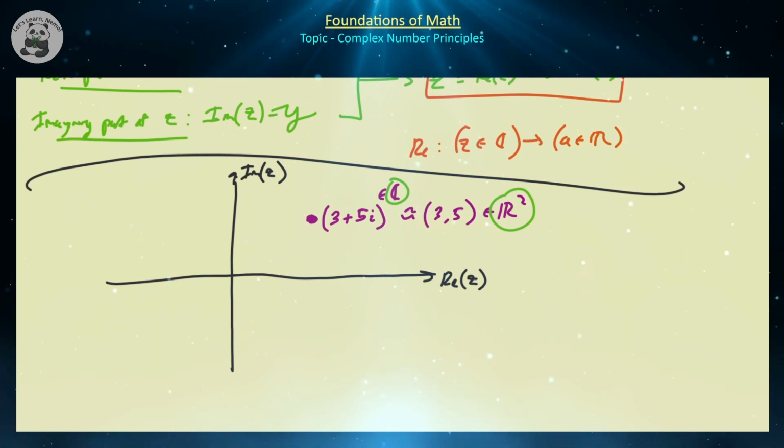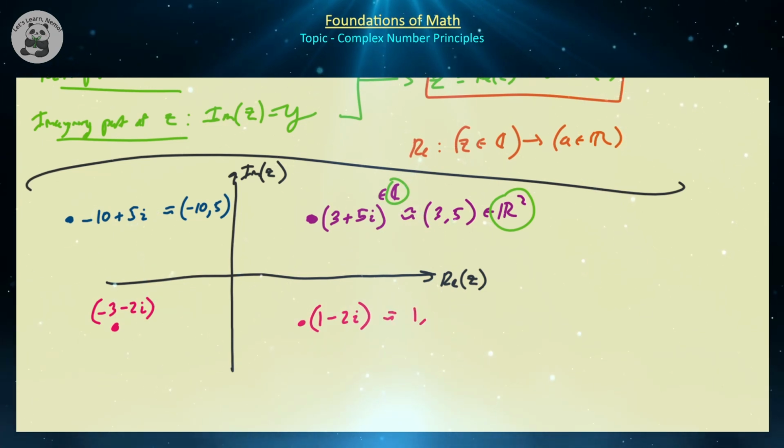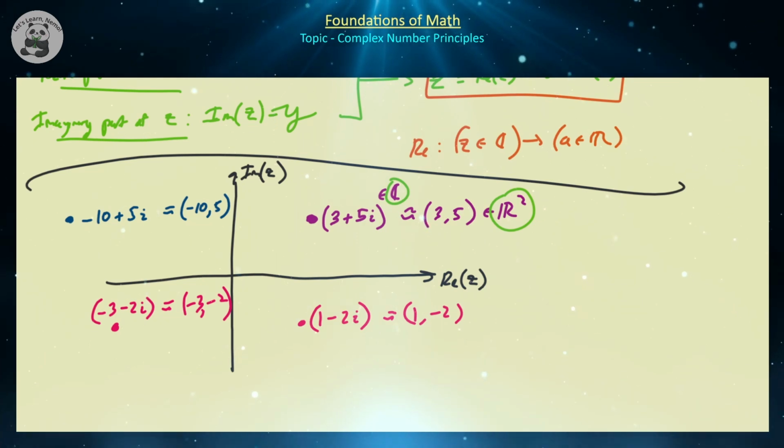So if somebody says, okay, where would -10 plus 5i be located? It would be located somewhere over here, because that would be similar to the point (-10, 5) that would belong to R2. And if I have this point here, this would be something like -3 minus 2i. And for example, this point over here would be like 1 minus 2i, that complex number, which would be similar to the point (1, -2). So that's how you would plot complex numbers, right?